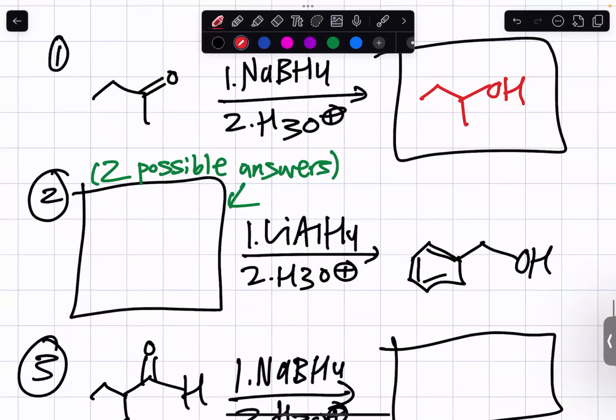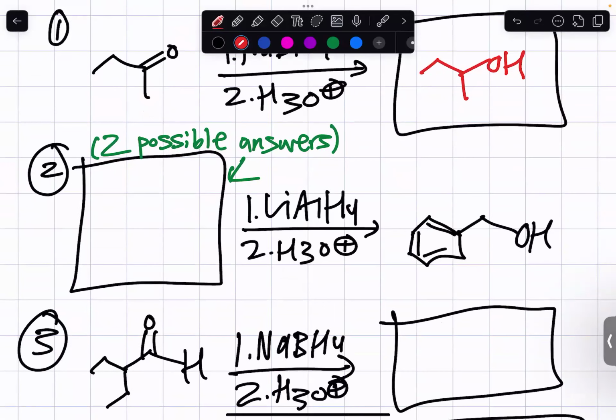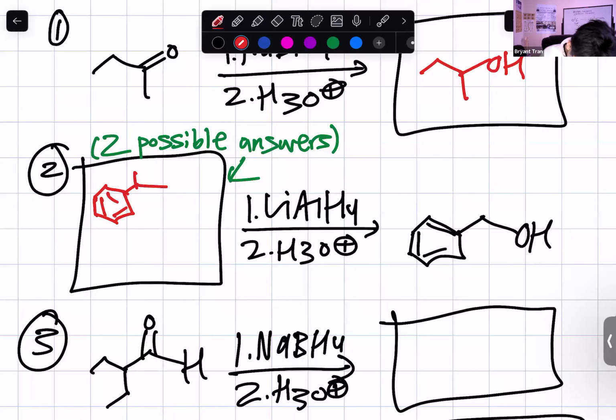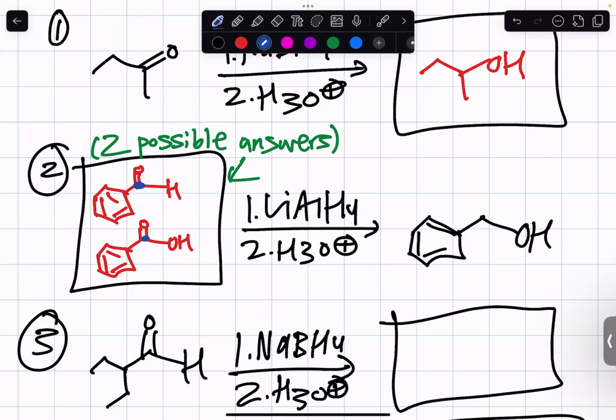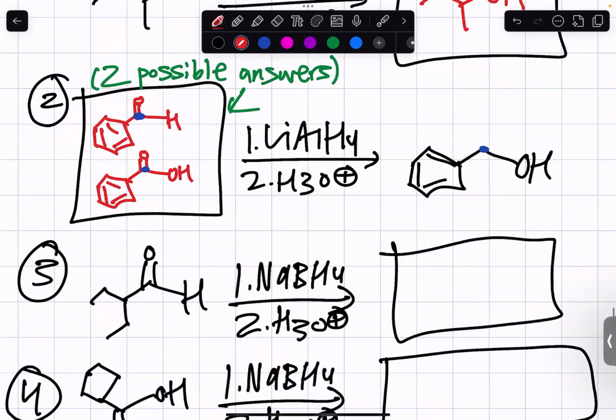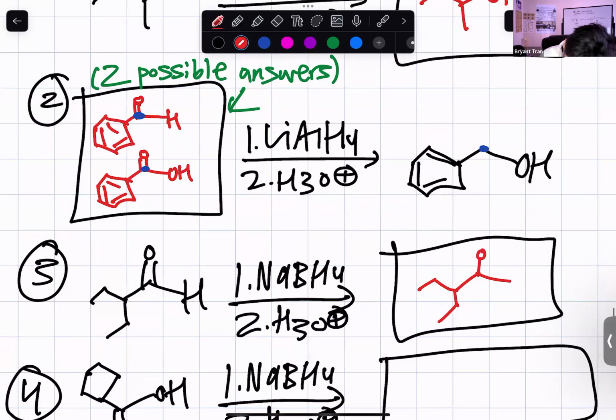For the second one, the thing attached to the benzene ring could either be an aldehyde or a carboxylic acid, because when we use a strong oxidizing agent, it could oxidize to either an aldehyde or a carboxylic acid. That's right. Third one, it should just be a secondary alcohol in place of the aldehyde. Secondary alcohol, like this. Yeah.